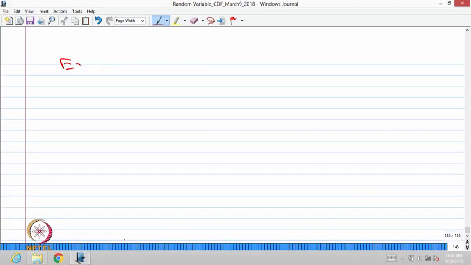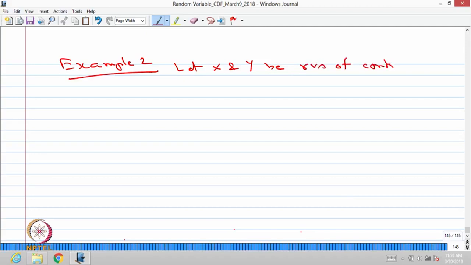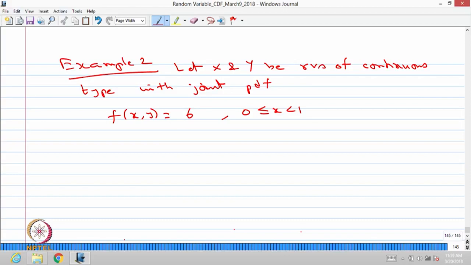We will go for one more example, example 2. Again, we have a continuous type: let X and Y be random variables of a continuous type with the joint probability density function f of x comma y, which takes the value 6 when x lies between 0 to 1 and y lies between 0 to 1, as well as 3y is less than or equal to x.